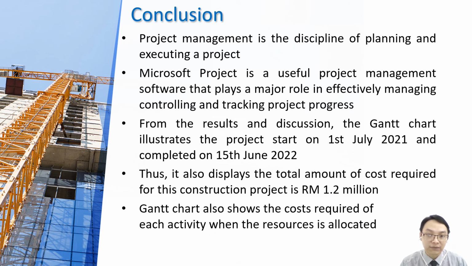From the results and discussion, the Gantt chart illustrated that the project starts on 1st of July 2021 and will be completed on 15th of June 2022, which included the public holidays and no working days on every Friday and Saturday. This also displays the total cost required for the construction project, which is 1.2 million. Besides, the Gantt chart also shows the cost required for each activity when the resources are allocated, and this benefits the project manager in distributing the budget of the project in order to avoid cost overrun.